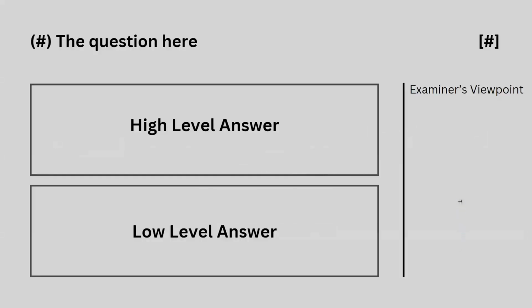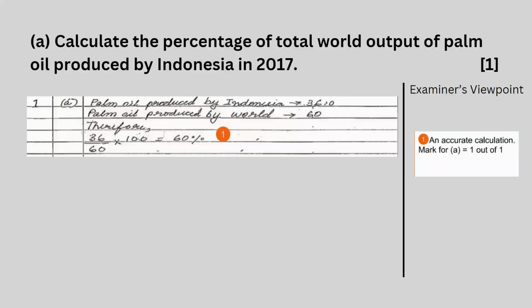Here we are going to have answers given by a high-level exam candidate and a low-level exam candidate. So we're going to have two answers for your comparison, to see how examiners have given points to the student who has achieved really high marks in economics and to the one who has achieved low marks in economics.